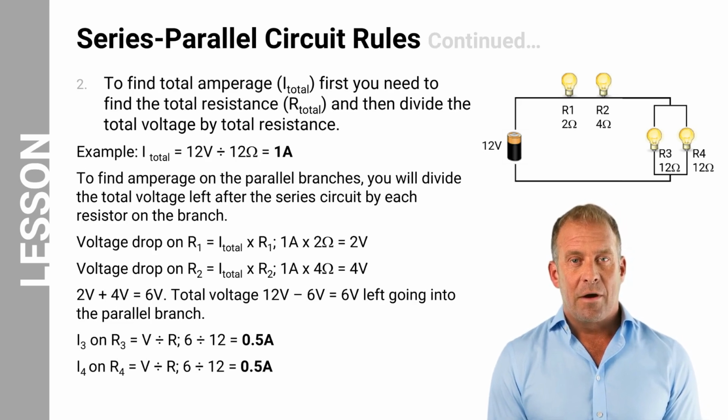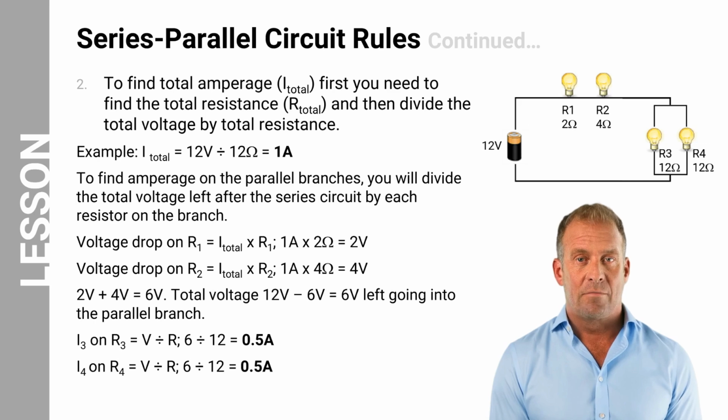In a series parallel circuit, determining the total amperage requires first calculating the total resistance and then applying Ohm's law. In our example, with a total resistance of 12 ohms and a voltage of 12 volts, the total current is 12 volts divided by 12 ohms, which equals 1 ampere.